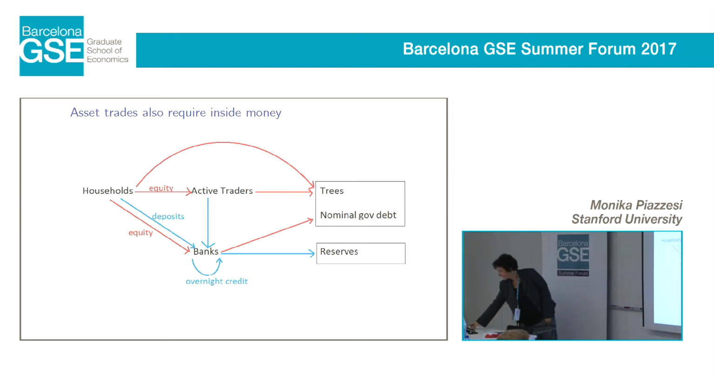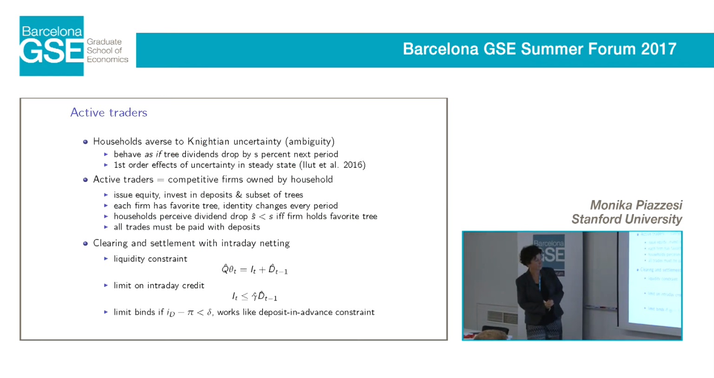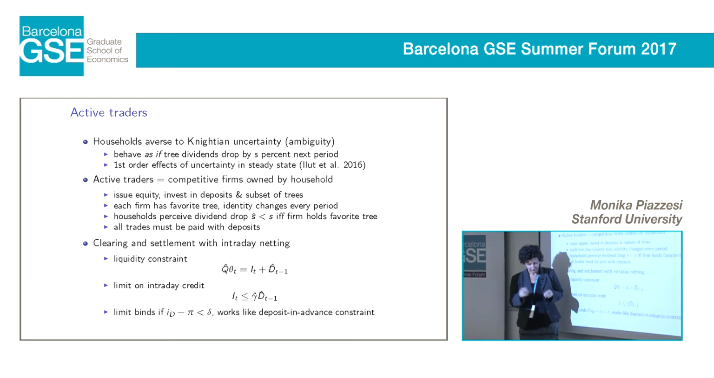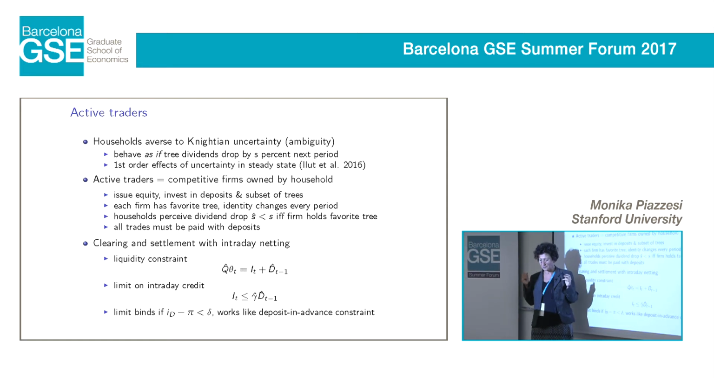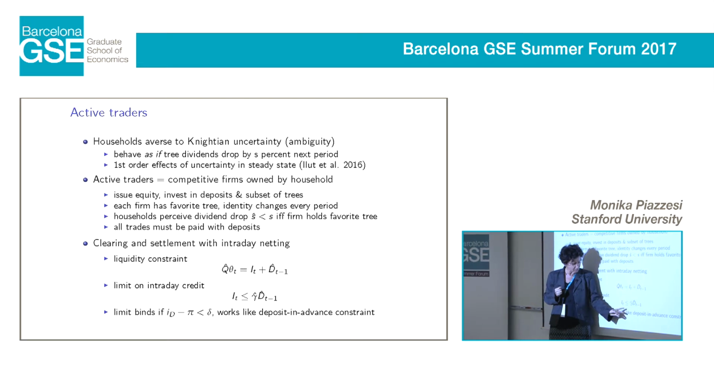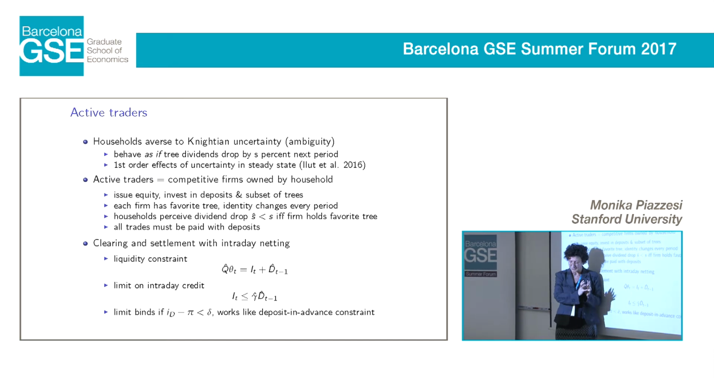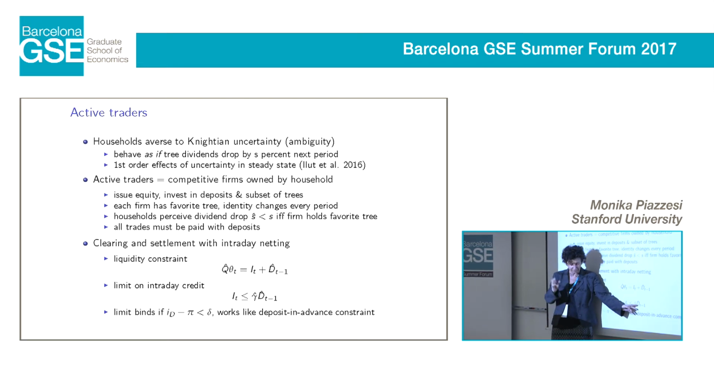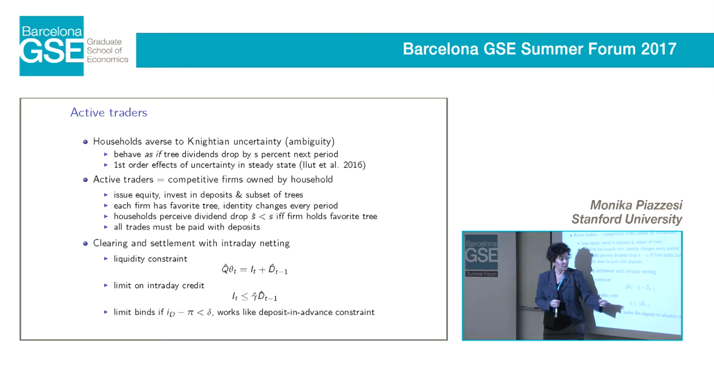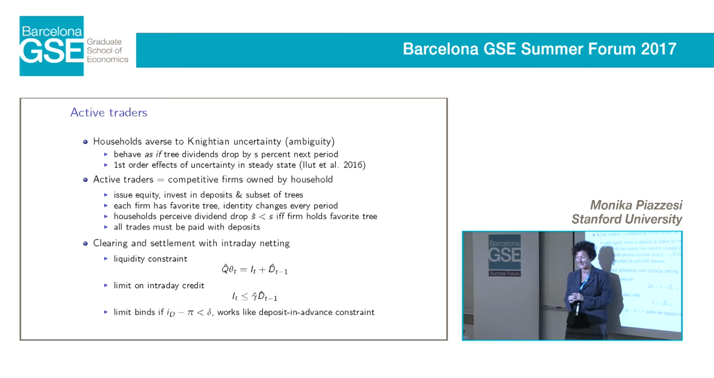We think about these institutional asset traders as agents that get preference shocks, and they like a particular tree more than others, and they want to buy that tree. To buy that tree, they need deposits, and they also get some intraday credit that depends on some parameter. This parameter gamma, which translates how much intraday credit these traders get given their initial deposits, is going to determine how much money they need to make these asset trades.